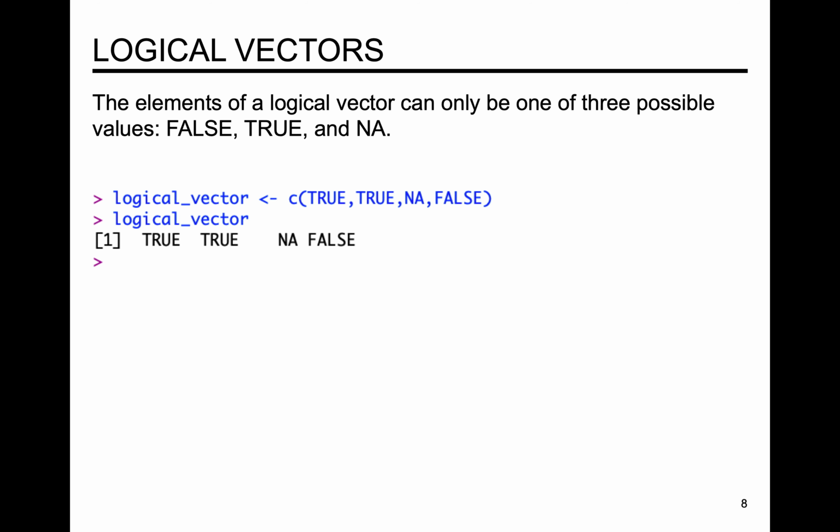So how do we even create a vector? Well, we use the C function. C stands for combine because it combines elements into a vector. C can actually be used to combine elements into a list, but the default behavior is a vector. Okay, so I created a vector using the C function containing the elements true, true, NA, and false, and I assigned it to the name logical_vector. And then I type the name, press the return key in the R console, and it outputs the elements of the vector.